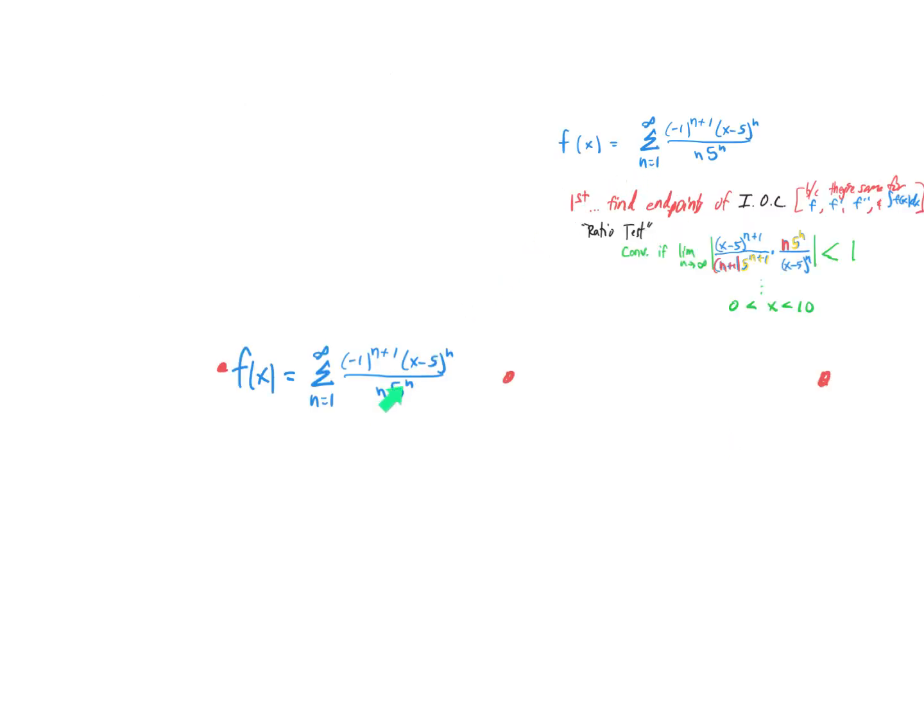So the series for f of x is already given. The series for f prime of x, using the power rule, is n times the coefficient times x minus 5 to the n minus 1, all over n times 5 to the n. Remember the expression, like for example in the denominator with n's, is just a constant. It's just part of the coefficient. The only variable we're taking the derivative with respect to is x.